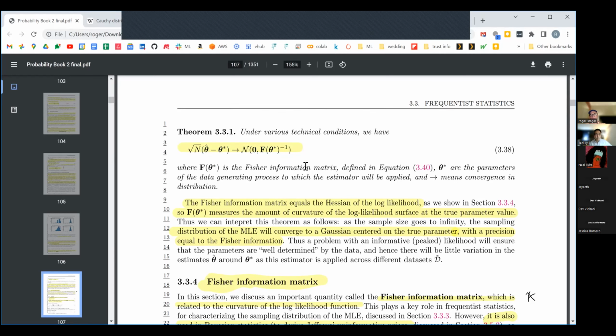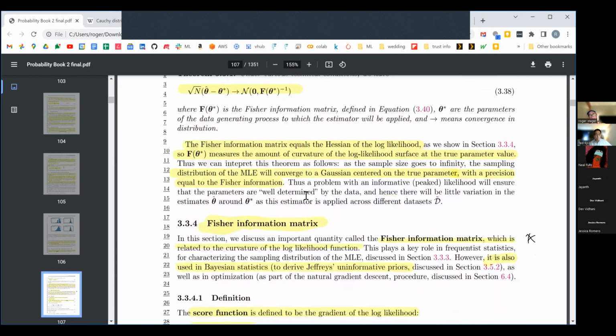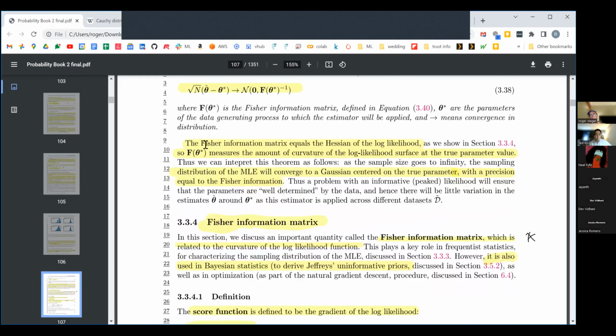I don't know the Fisher matrix well enough except to say here where it talks about the Fisher information matrix equals the Hessian of the log likelihood. So it measures the curvature of the log likelihood surface at the true parameter value. Well, at any value, I suppose, but in this case, the true parameter value.